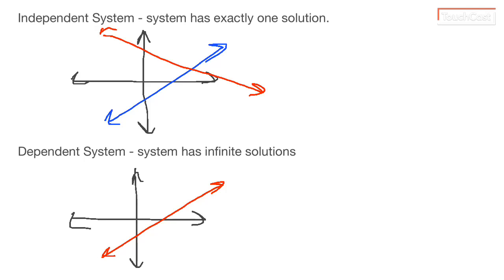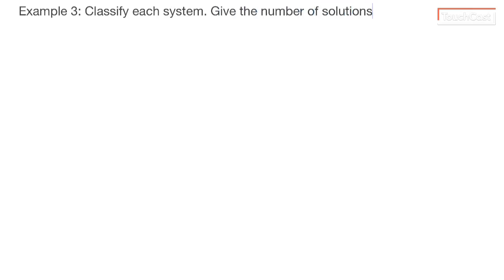So let's move on. Let's look at another example. We're going to classify the system as inconsistent or consistent, and if it is consistent, we're going to define it as independent or dependent. So example 3, we're going to classify each system. We're going to look at two of them, and then give the number of solutions. So we're going to decide, if it is consistent, does it have one or infinite solutions? So we'll look at example 3a first.